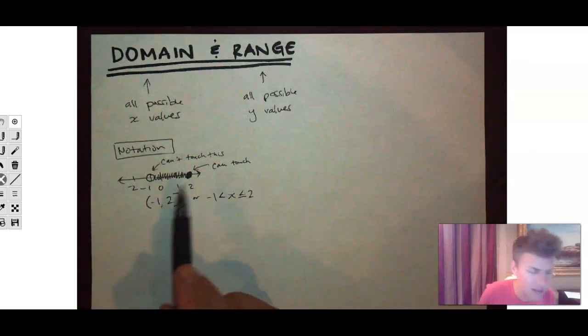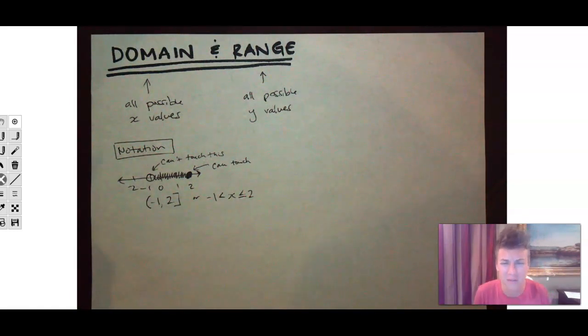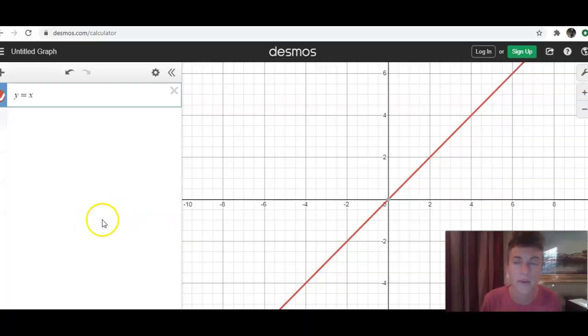Okay, but this is just on a number line. That's not a function. We're supposed to be talking about functions right now, right? So how does this relate to a function? Okay, so let's go back to our good friend, the linear function, and talk about the domain and range of the linear function. Domain is all the possible x values. So we're looking for how does it behave in the left and right directions, right? That's x, left and right directions.